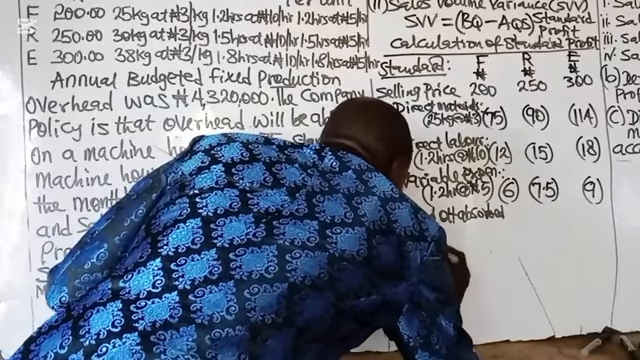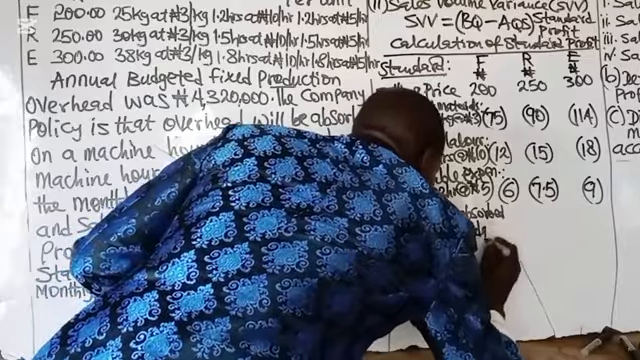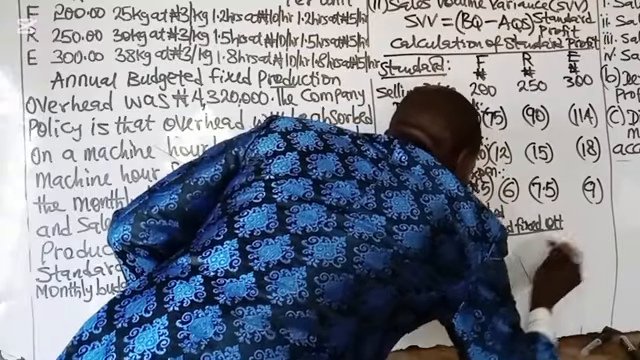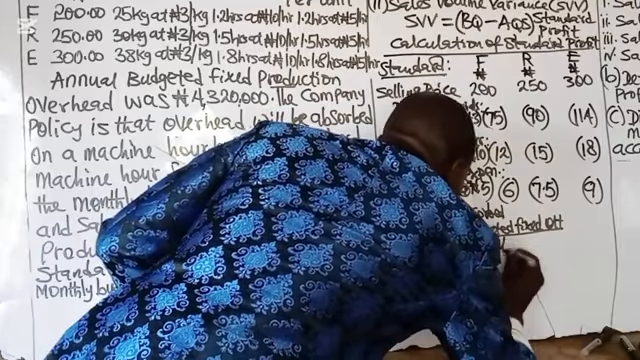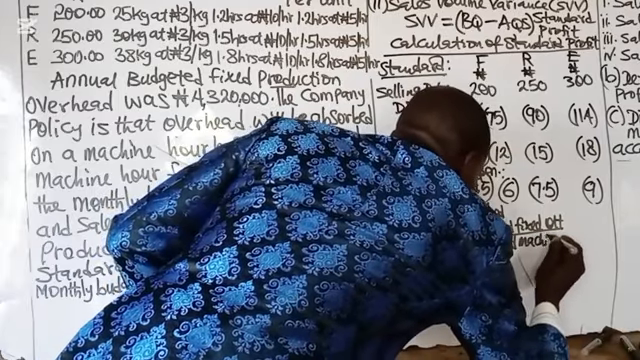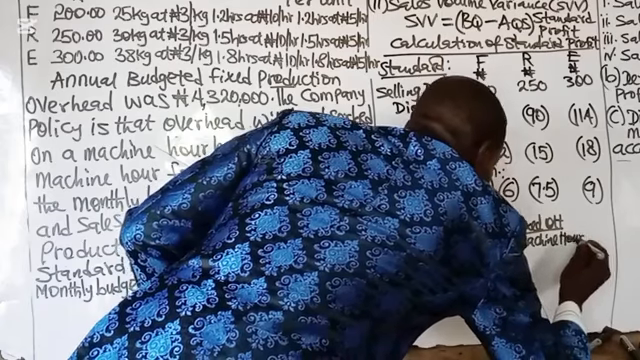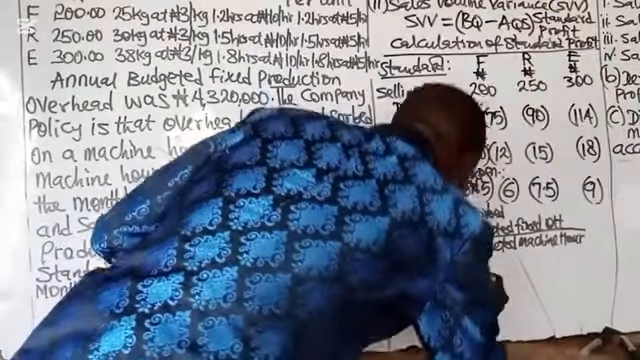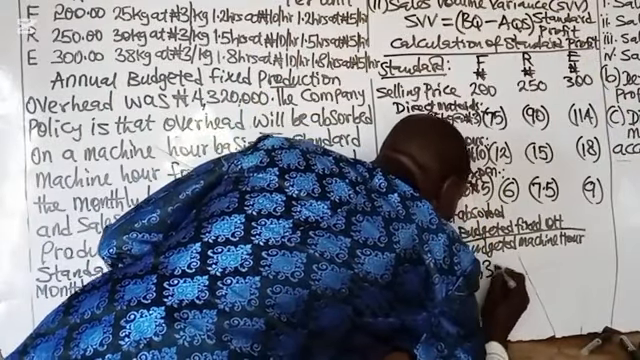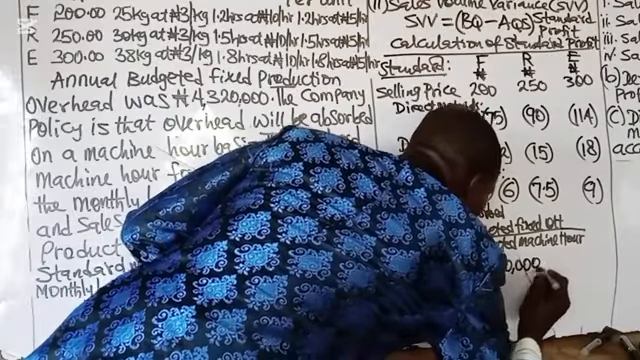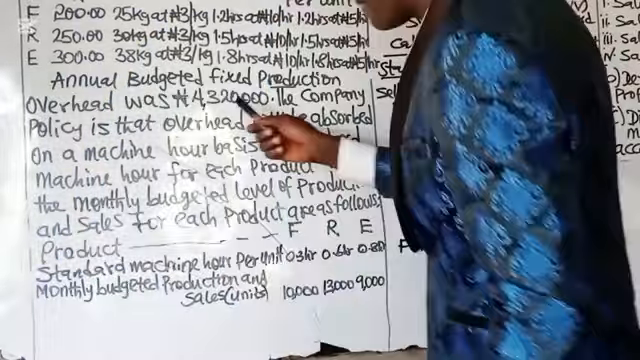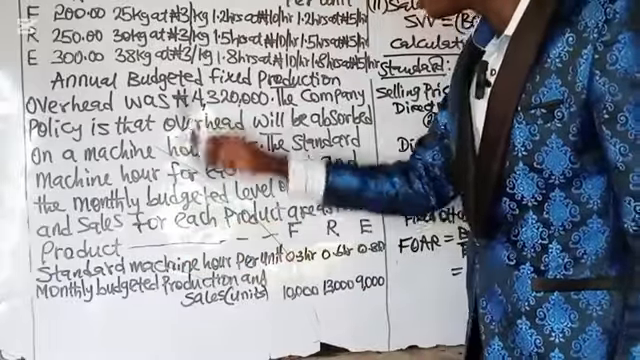So the fixed overhead absorption rate is budgeted fixed overheads over budgeted machine hours. The budgeted fixed overheads is 4,320,000. This is for the whole year, over budgeted machine hours. Since the fixed overheads is for the whole year, therefore the budgeted machine hours you need must also be for the full year.